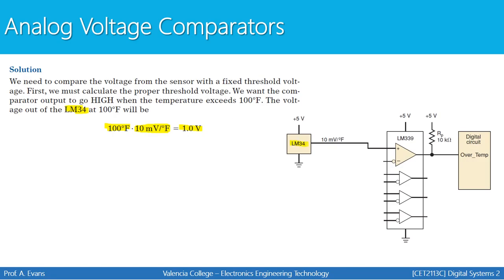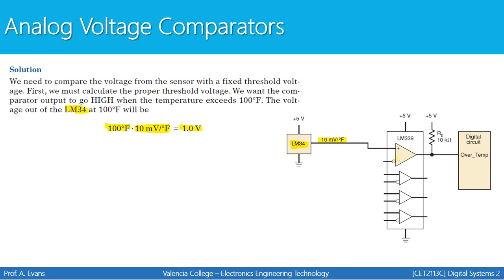Our temperature sensor is going to sense the temperature in the room and give us a voltage output, 10 millivolts per degree Fahrenheit that it senses. So we need to compare that 1 volt signal to something else, so that if that 1 volt signal goes any higher than 1 volt, we can sound an alarm.